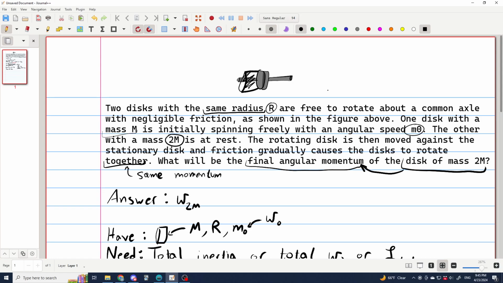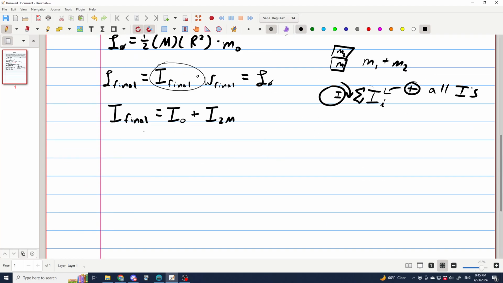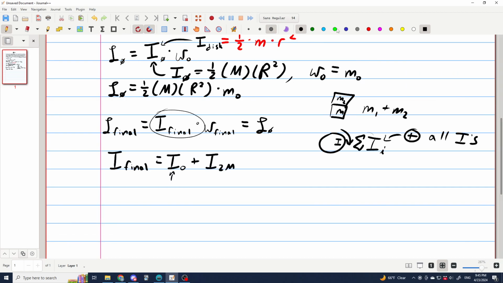And it's going to be connected. Okay. So this one we already got. We got that one from here. So let's go ahead and plug that into here. Okay. So we've got 1/2 times m times r squared.